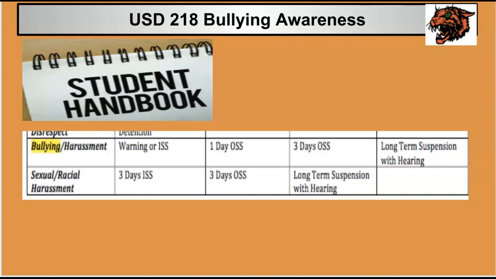In our student handbook, we did revise these about 4 years ago, and we did put this information in there. If the violation is bullying, the first time they get in trouble, they get a warning or an ISS. The second time they get in trouble, they get 1 day of OSS. The third time they get in trouble, it's considered 3 days OSS. And then if they continue, it's a long-term suspension with a hearing.